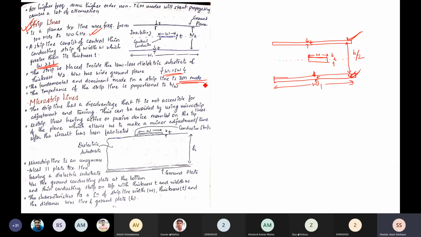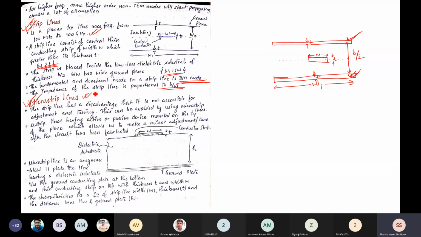The fundamental and dominant mode in the strip line is the TEM mode. The impedance of the strip line is proportional to the bandwidth. This is the kind of structure which is given. This is the microstrip line, which is shown here, one of the structures for the microstrip line.